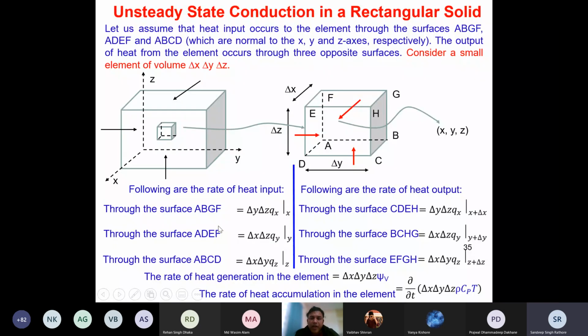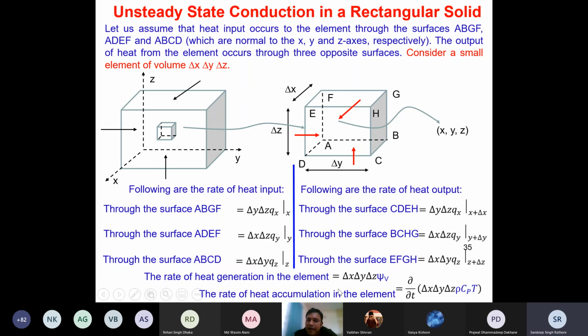Okay, now these are the input and output terms, and there is also a generation term. So generation term will be what? Generation term is volumetric rate of heat generation multiplied by the volume of this element. What will be the volume of this element? Volume of this element is going to be delta X delta Z delta Y, isn't it? Multiplied by psi V. Psi V is nothing but the volumetric rate of heat generation. That is what we have seen in the last class. So delta X delta Y into delta Z into psi V is going to be the rate of heat generation in this element, isn't it?